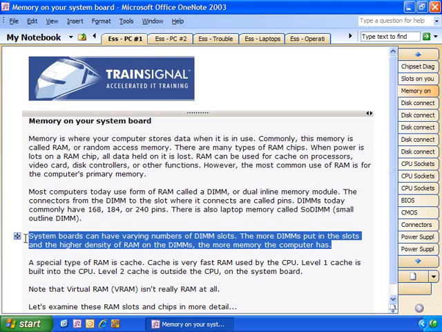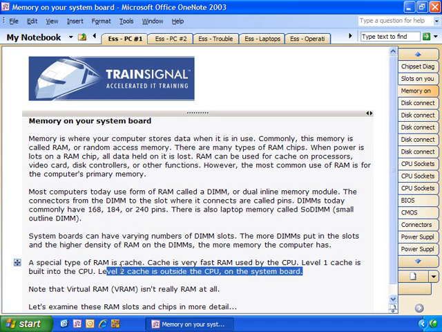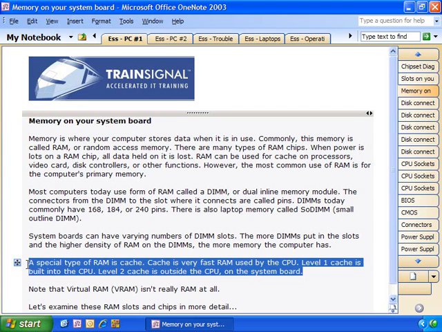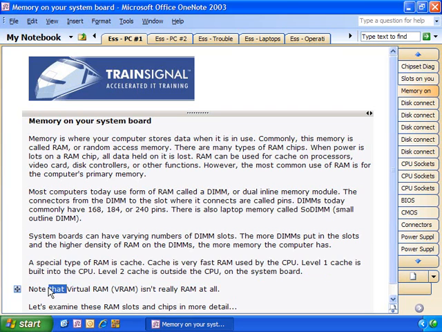Now, a special type of RAM is called cache. Cache is a very fast RAM, and it's used by the CPU. Level 1 cache is built into the CPU, whereas Level 2 cache is outside the CPU on the system board. Now, note that virtual memory, or VRAM, really isn't RAM at all, and you'll learn more about virtual memory later in the video series. So now let's go take a look at these different RAM slots. I have some photographs I want to show you.